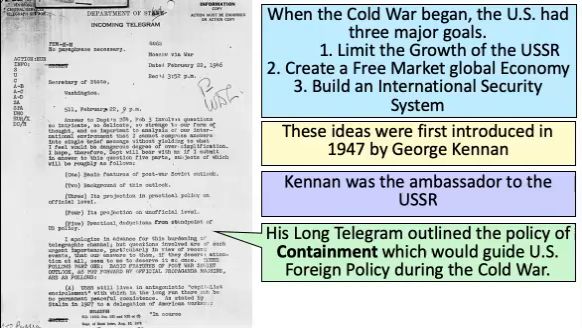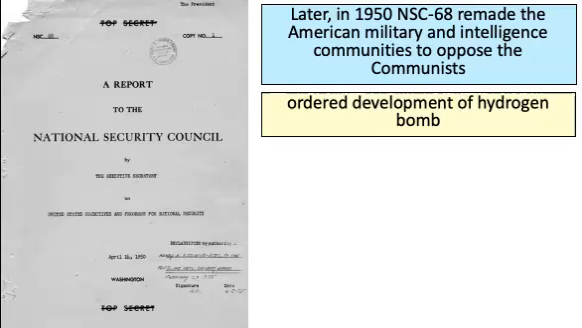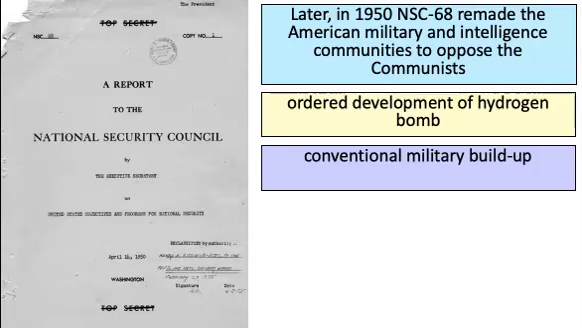Now, a little bit later on, we're going to try and limit the military expansion of the communists with a document in 1950 produced by the National Security Council, simply entitled NSC 68. It was their 68th report. What this did is remake the American military and intelligence communities to oppose communism. And it outlined a couple of ways to try and contain military influence of the communists. For instance, the development of a new atomic bomb called the hydrogen bomb, several times more powerful. It also called for a conventional military buildup as well.